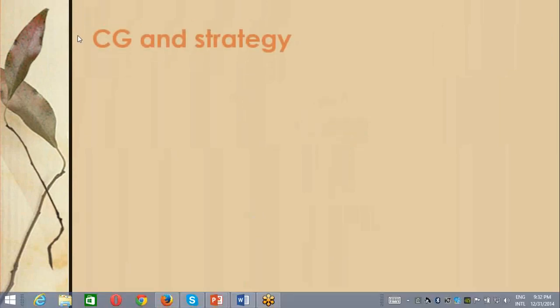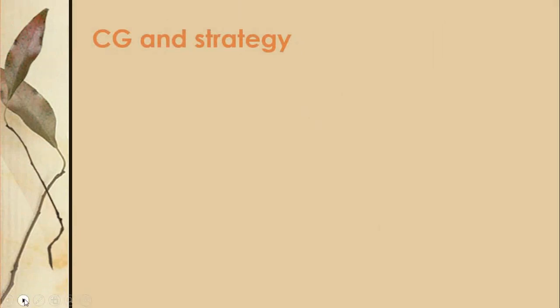These are things people have to keep doing nowadays. Next is corporate goal and strategy: corporate governance and strategy. What are the strategies that you need to have? Let's look at that now. That's the next slide.